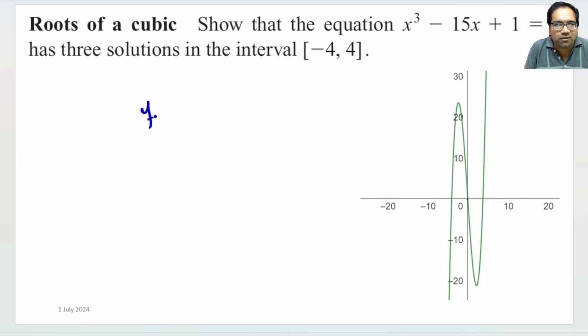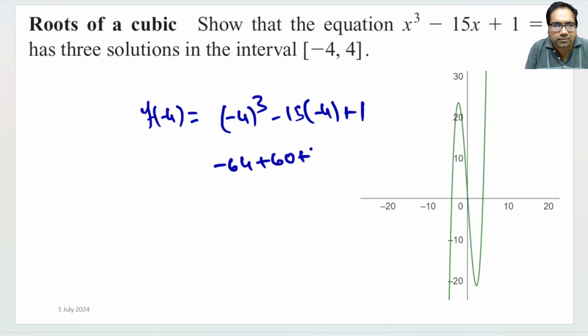We'll say f of minus 4. What is f of minus 4? Minus 4 cube minus 15 into minus 4 plus 1. This is minus 64 plus 60 plus 1. Right. This is equal to minus 3. Okay. So what does that mean? When x equal to minus 4, this function is negative.